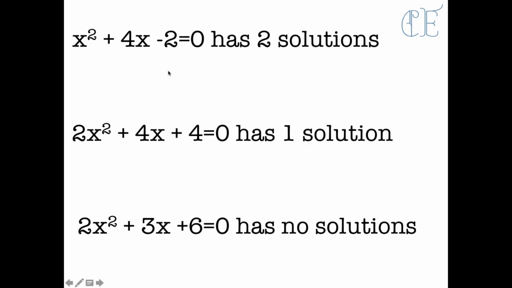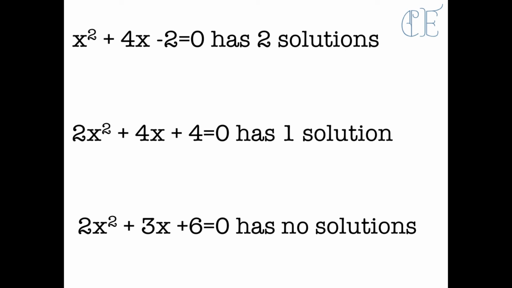So here are our answers. x squared plus 4x minus 2 equals 0 has two solutions. 2x squared plus 4x plus 2 equals 0 had one solution, and 2x squared plus 3x plus 6 equals 0 had no solutions. So from all of those three that we've looked at, we can see here that it hits the x-axis twice, and we had our answers for that. On this one, we saw that it only hit the x-axis once, and we saw our solution for that. And on the final one, it had no solutions, which meant that the curve wouldn't hit the x-axis at all.